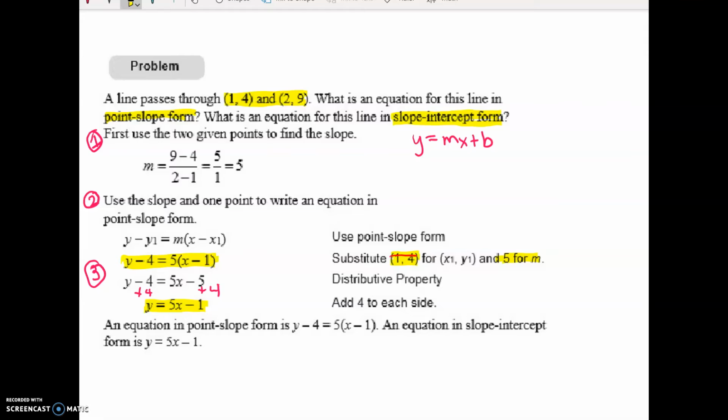So just be aware there's a few steps. We're using the slope formula, we're also using point slope form, and then we're basically just simplifying it to get y by itself. So let's do one and practice that.